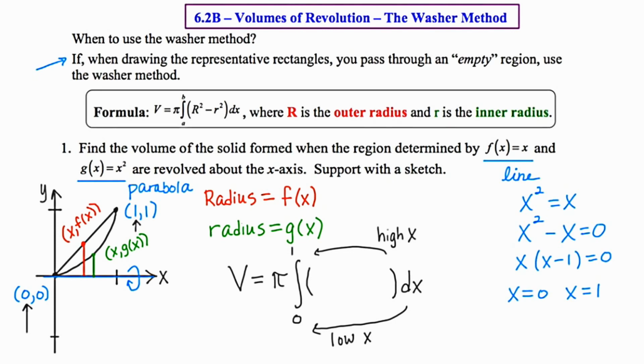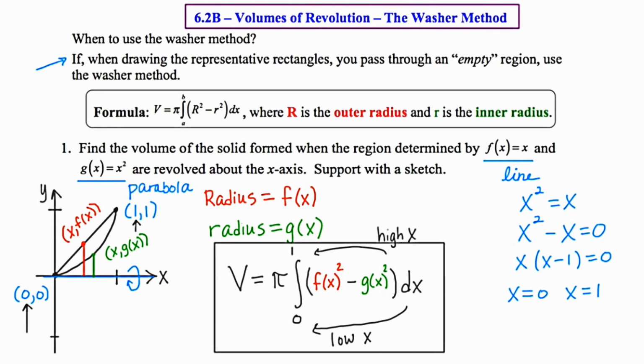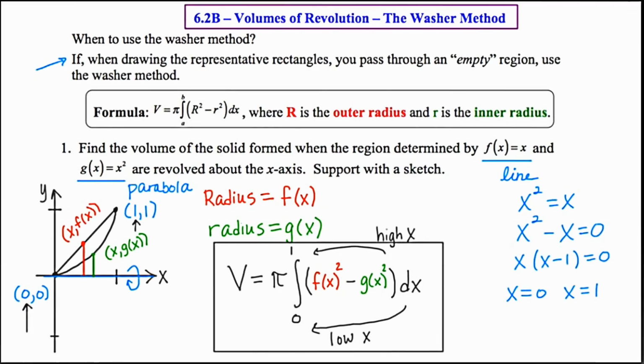Now the formula tells us to take the outer radius, or capital R, and then square it. And then from that, we're going to subtract the smaller radius, which is g of x squared. And for the purpose of this video, we're just going to set up these definite integrals, and then we'll solve them tomorrow in class. So this is the definite integral, which would represent the volume of this enclosed region if revolved around the x-axis. Let's go on to another example.